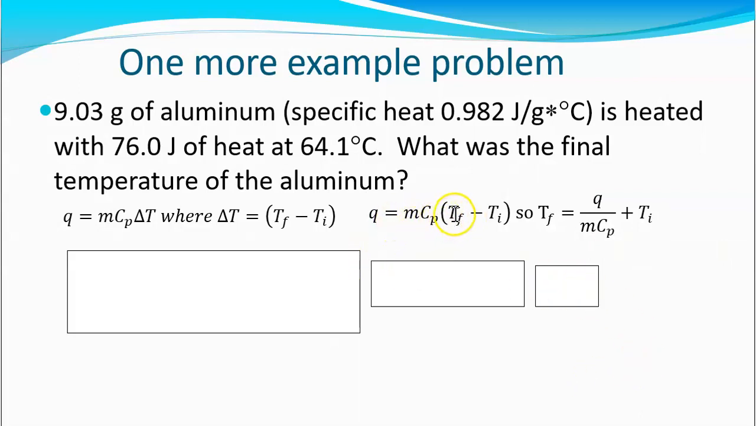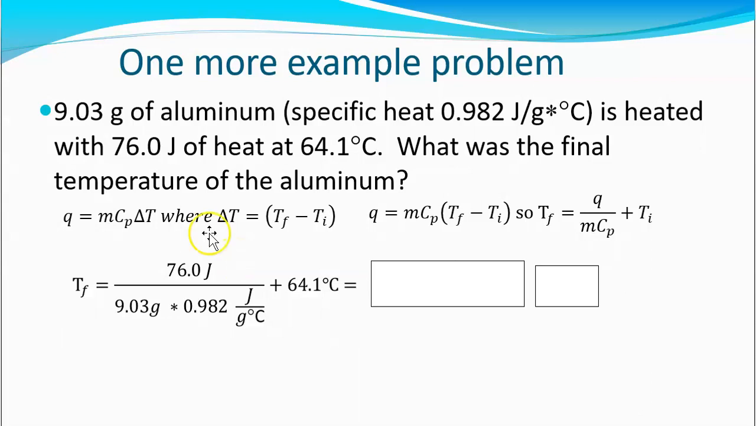So I'm going to go ahead and put that into my equation and solve it. So mC delta T is Tf minus Ti. So I want to get the mC out of the way, so I'll divide the Q by mass times the specific heat. And that would give me Tf minus Ti by itself, so I need to add Ti to both sides. And I get my change in temperature. So I've written it, I've solved it, I math it. 76 joules, that was the heat, so that goes where Q goes. 9.03 grams, 0.982 joules per gram per degree.